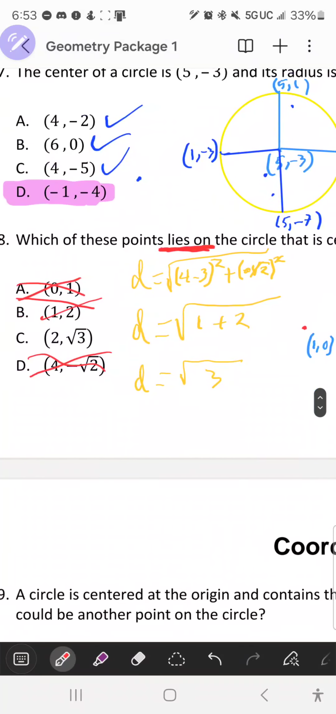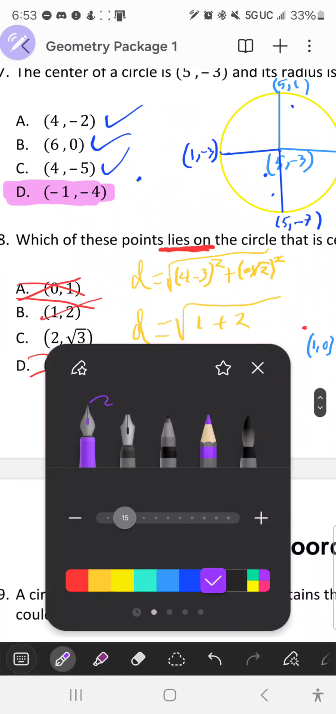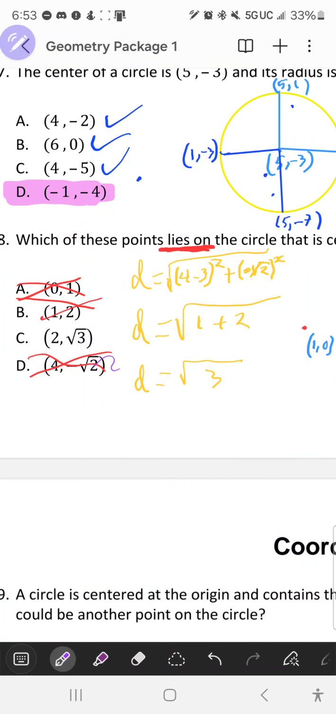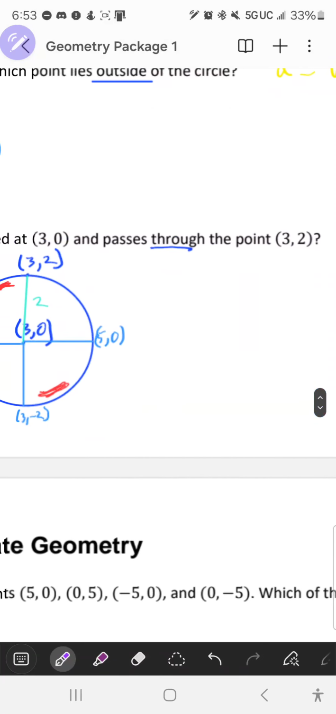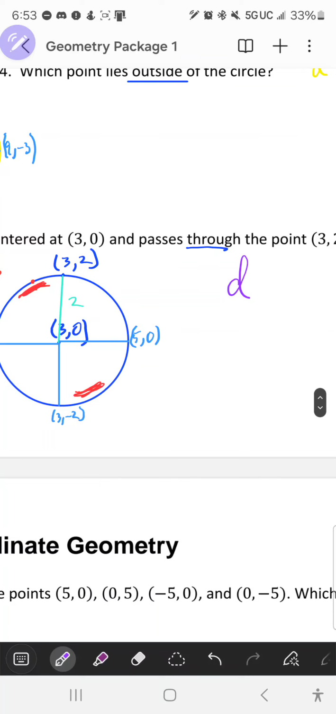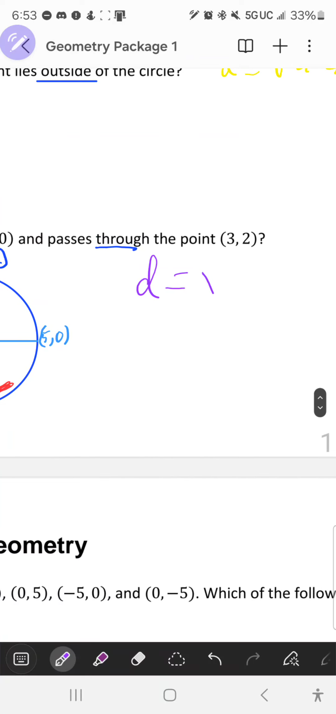Okay, in this case, D is not our answer. That's the one I calculated, X and Y. I'm sorry about that. I thought I was doing C. Oh, whatever. Now for D, we use the same formula.